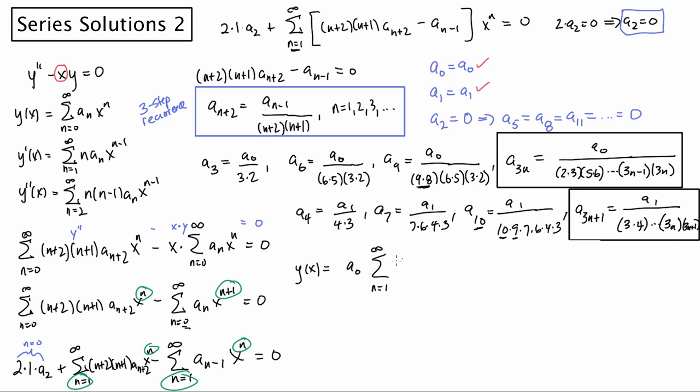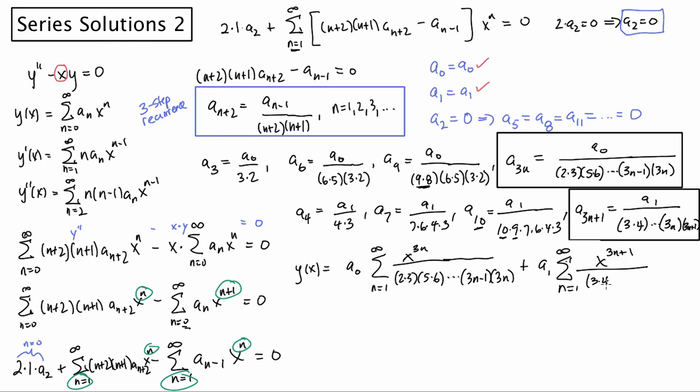of this piece here. So we've got an x to the 3n over 2 times 3, 5 times 6, all the way up to 3n minus 1 times 3n, plus the a1 term. It goes from 1 to infinity. We've got x to the 3n plus 1 over this stuff. Those are the only terms that survive.